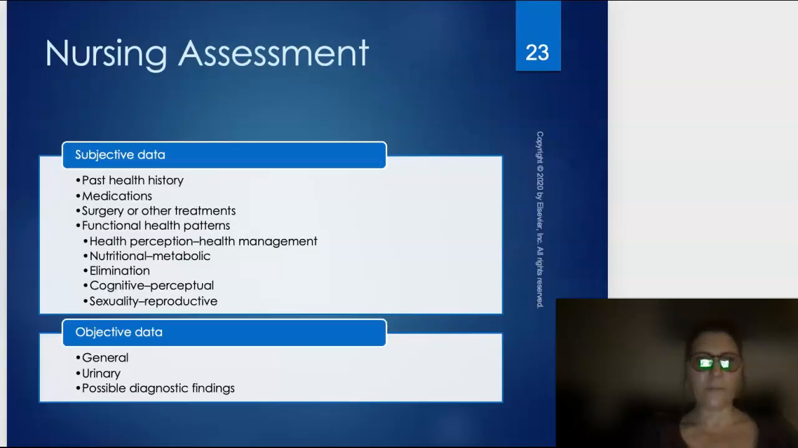For our assessment, we're going to look at past medical history, medication, surgery, functional health problems. And then objectively, we're going to look at general data, urinary, specific problems, and then possible diagnostic findings.